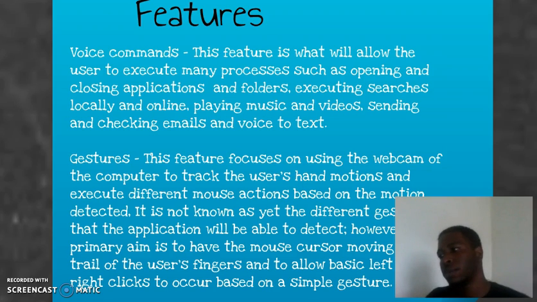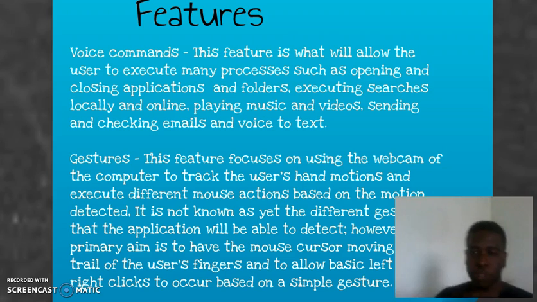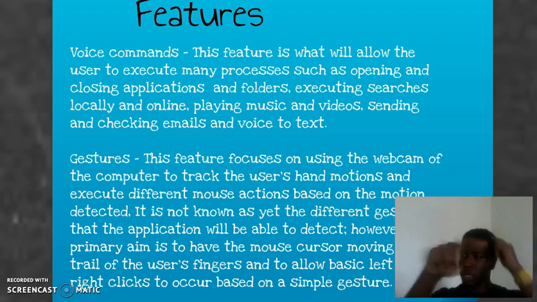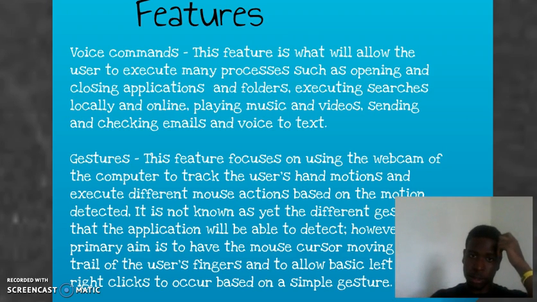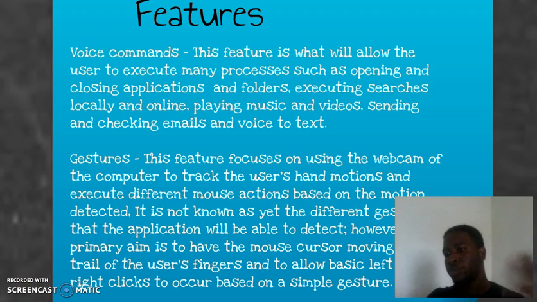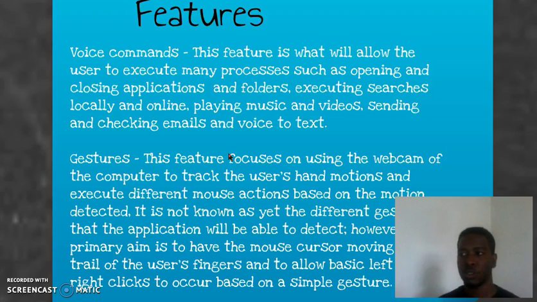For example, the basic function of this feature is that the user should be able to do left and right clicks and move the cursor just by moving their hands around in the region where the webcam can identify the motion. So with that feature, they should be able to do basic left and right clicks.